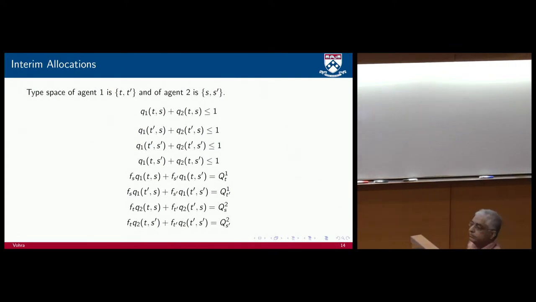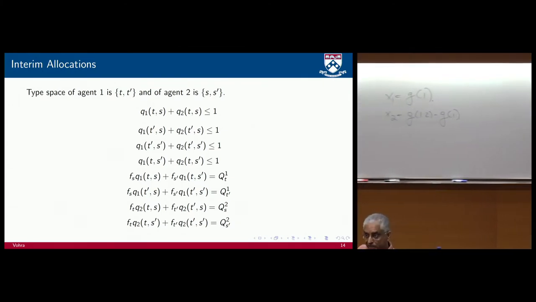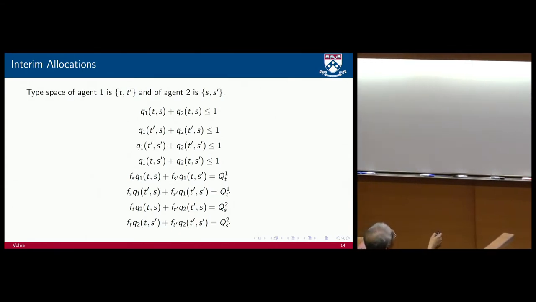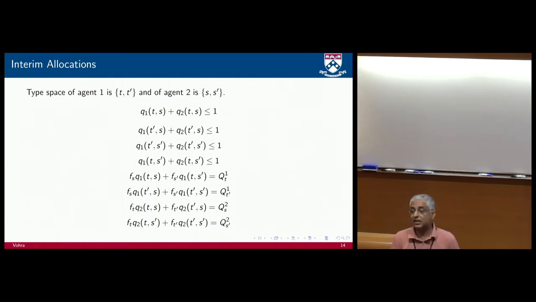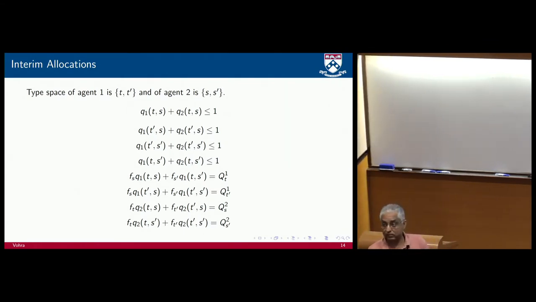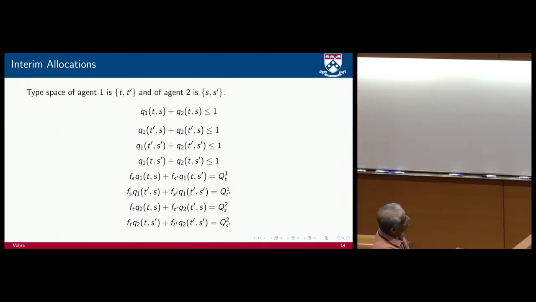Now, where on earth did this polymatroid come from other than divine insight? Let me show you how you might approach it from first principles. Again, to keep things simple, let's look at two agents, two possible types. I've written down here the type space of agent 1, T and T prime, and the type space of agent 2, S and S prime. The first four inequalities you see are the feasibility inequalities for an allocation rule. At any profile of types, the total quantity allocated cannot exceed 1. The second four equations define the interim allocation probabilities.